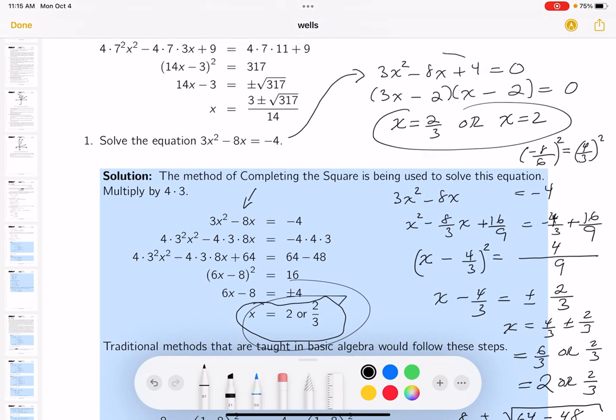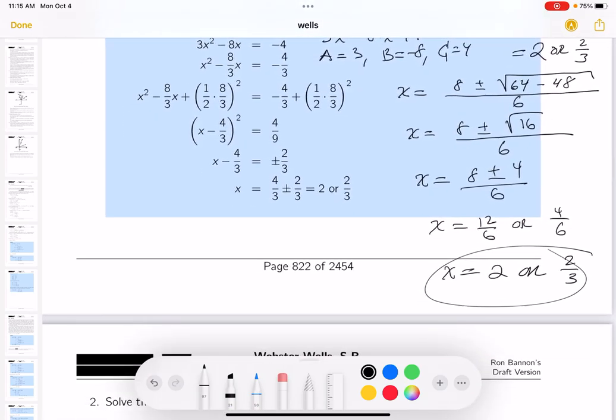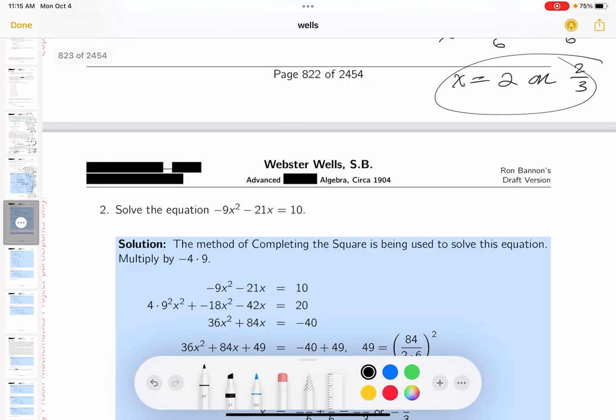What's the least amount of work? If you can factor, factor. What's the most amount of work? Could be completing a square, or it could be the quadratic formula. But they all work. They all lead to the same answer. All right, let's do this one over here.